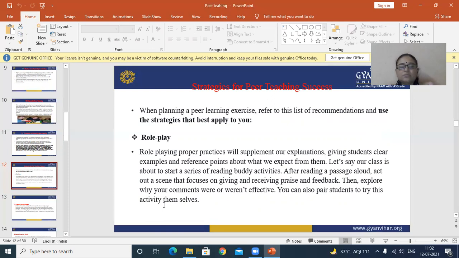Role playing proper practice will supplement our explanation, giving students clear examples and a reference point about what we expect from them. It means role play gives the clear point of what we expect from them.